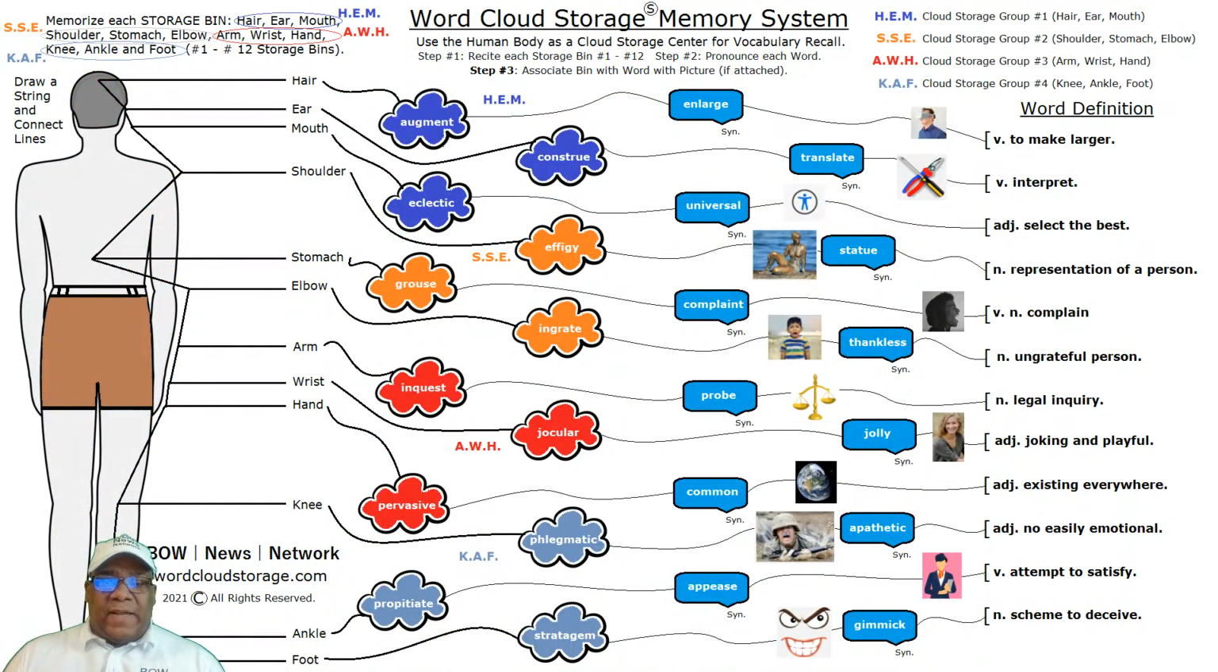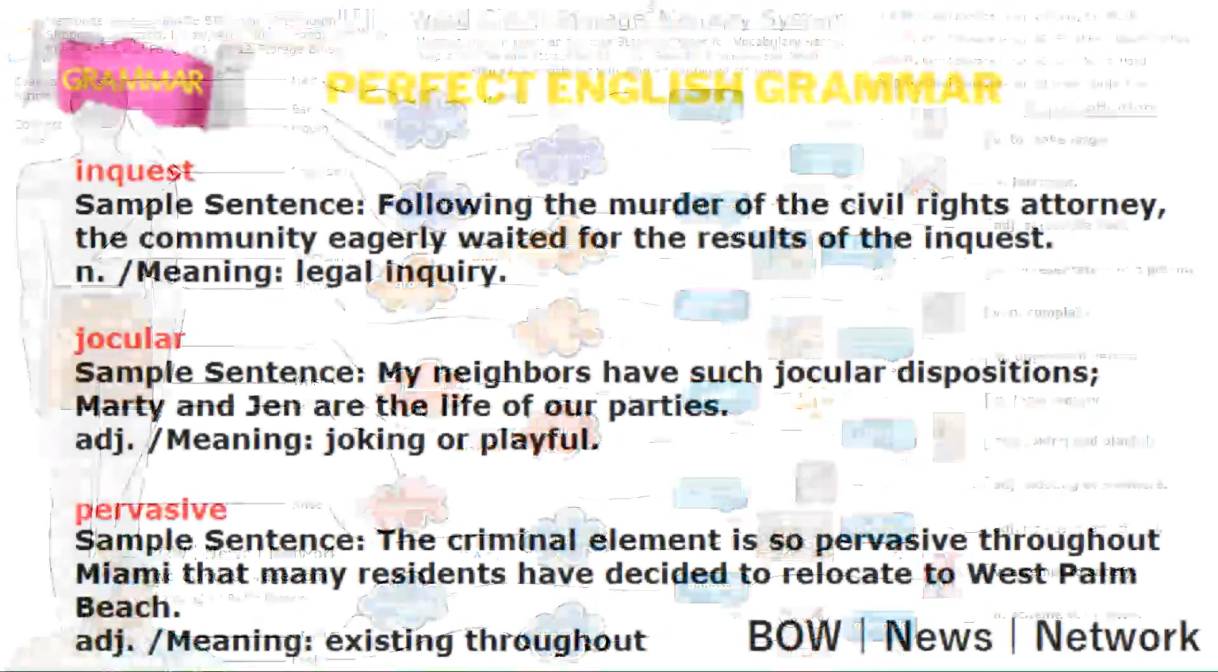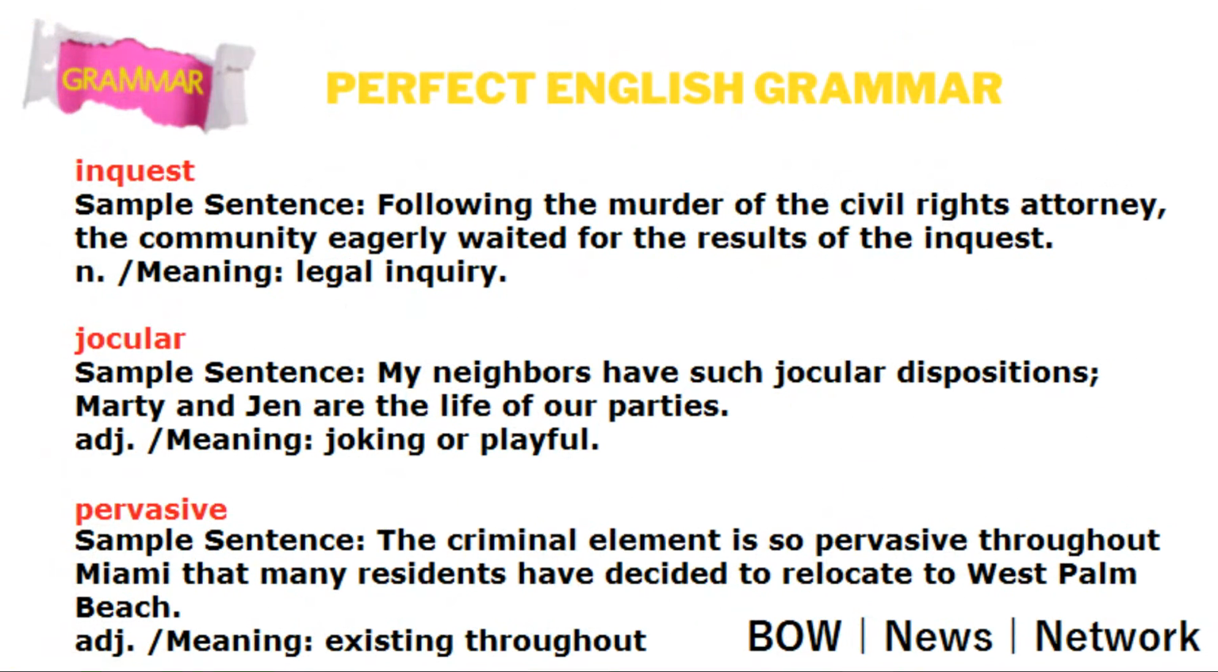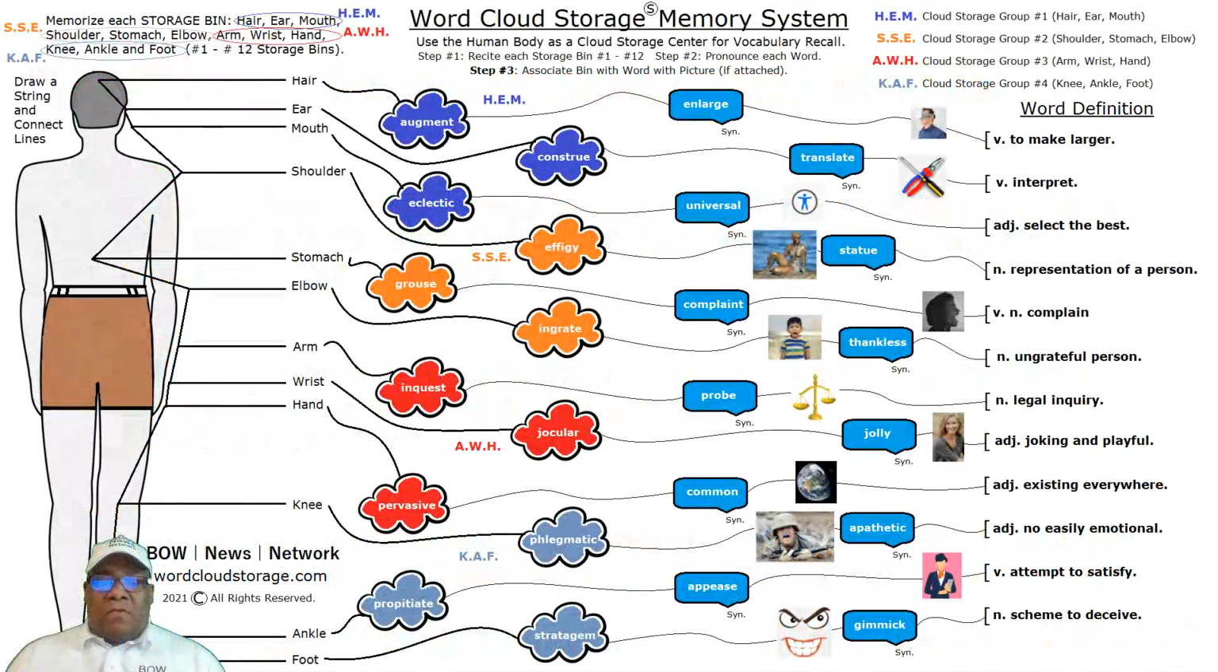And then we have pervasive, and pervasive is usually a synonym. Its synonym is usually common. We do have the picture of the world there, and that means it's existing everywhere. And that's simply what it means. It exists everywhere. The criminal element is so pervasive throughout Miami that many residents have decided to relocate to West Palm Beach. Adjective meaning existing throughout. Existing throughout. So there, that rounds out our red group.